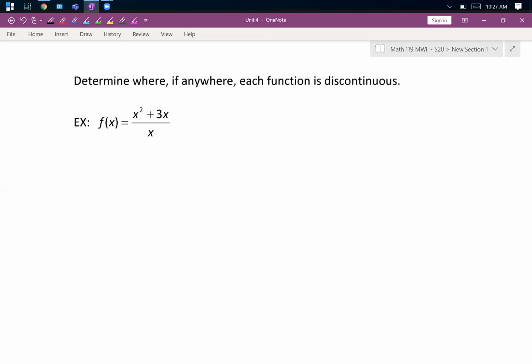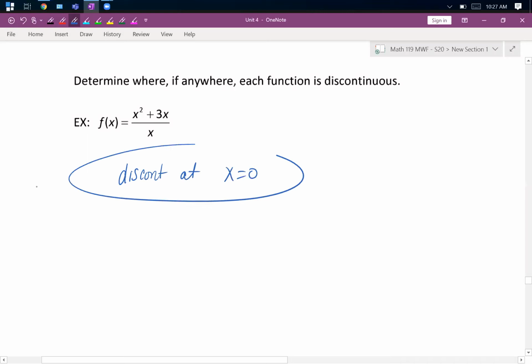Or personally, I would just look at this and say, oh, it's rational. It's going to be continuous everywhere on its domain, because the limit I know exists everywhere on its domain by that theorem that we had earlier. So all I have to do is figure out what value is excluded from the domain, and that's going to be the only spot that it's discontinuous. The only number we would have to be excluding from the domain is x equals 0. So that's the only place that we're discontinuous.